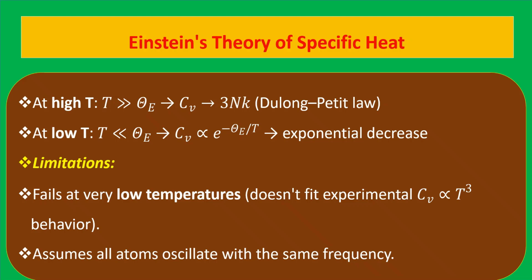So what are the limitations of the Einstein theory of specific heat? Most important, first, the Einstein theory of specific heat fails at low temperature. It does not fit the Cv directly proportional to T cube behavior. In the Einstein theory, we assume all atoms oscillate with the same frequency. So these are the limitations.